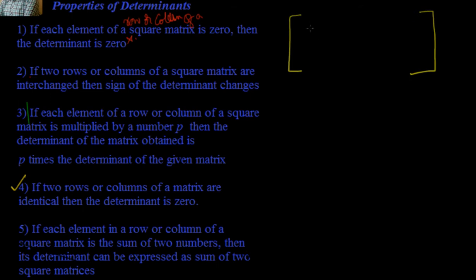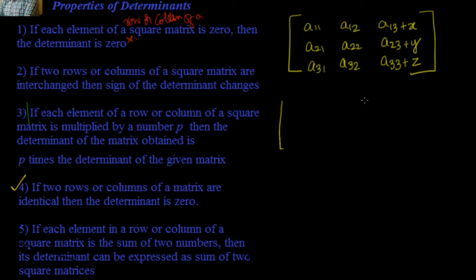Let us say A11, A12, A13 plus X, A21, A22, A23 plus Y, A31, A32, A33 plus Z. Now you want to find the determinant of this. You can actually try this out. The determinant of this particular matrix is equal to, you can write it as two matrices.